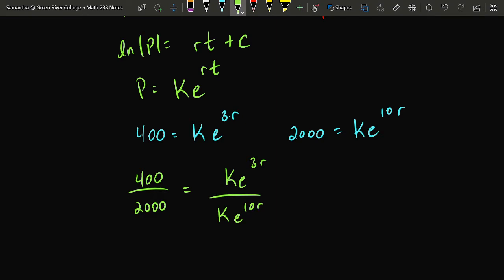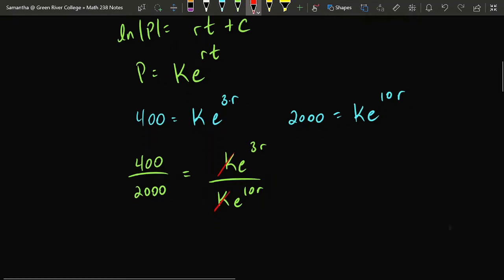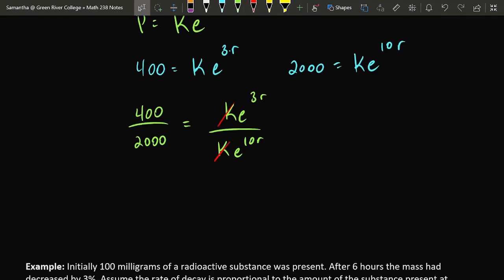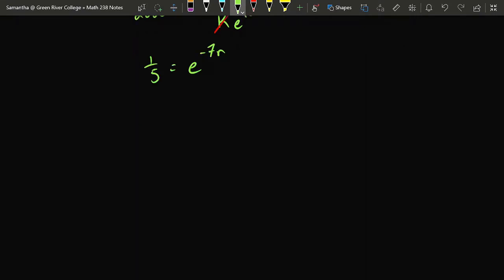The reason why I'm interested in dividing these expressions is because if I divide them, then I'm able to cancel out k, and that leaves me with an equation that only has one unknown. Because the equation only has one unknown, I can then solve for the value of that unknown. 1/5 is equal to e to the -7 times r. So -7 times r must be equal to the natural log of 1/5. So r must be equal to -1/7 natural log of 1/5.